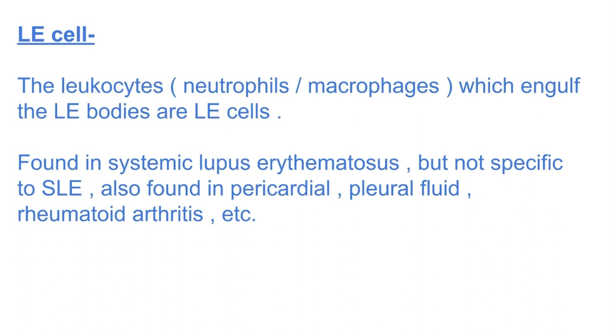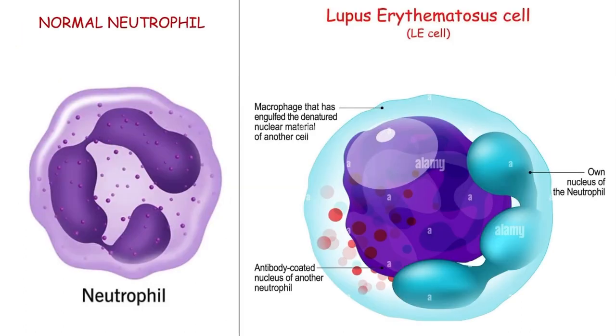LE cells are microscopic findings in systemic lupus erythematosus, but not specific to SLE. They can also be found in pericardial and pleural fluid, and also in rheumatoid arthritis, etc. Now coming to this picture, this first picture is a normal neutrophil. It has a tri-lobed nucleus, and the nucleus is placed centrally, and these are the granules.